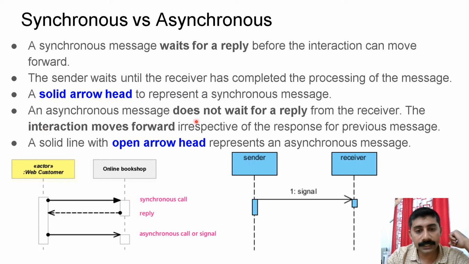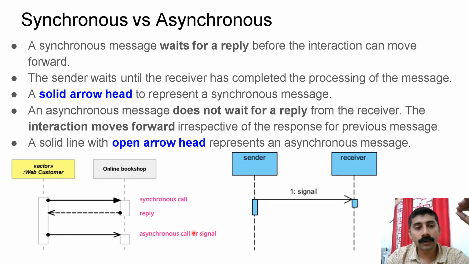An asynchronous message does not wait for a reply from the receiver. The interaction moves forward irrespective of the response for the previous message. A solid line with open arrowhead represents an asynchronous message.